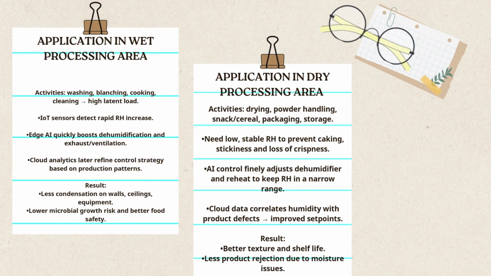In dry processing areas such as powder handling, snacks, packaging, and storage, low and stable humidity is crucial. If humidity is not controlled, products can be sticky or lose their crispness. AI helps maintain a narrow humidity range by adjusting the humidifier and reheater, while cloud data links humidity levels to product defects. This results in better textures, longer shelf life, and fewer rejected products.